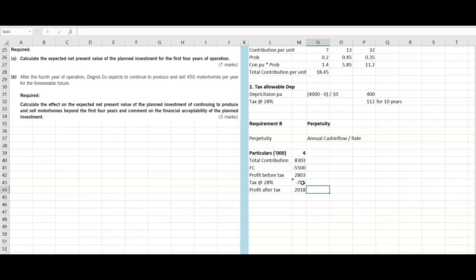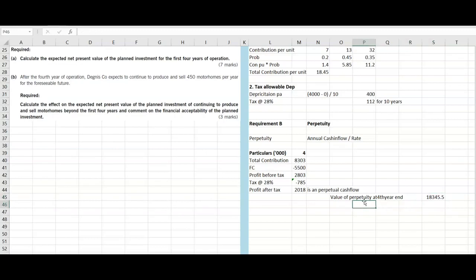So this 2018 is a perpetual cash flow. So it's going to keep on coming. So we have to find out what's the value of it. So we'll put it here. Value of perpetuity at fourth year end. So what happens is this value 2018 divided by 0.11 is for the fourth year end.